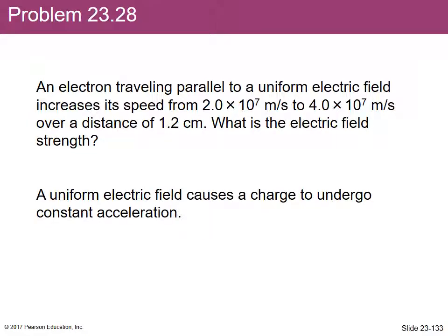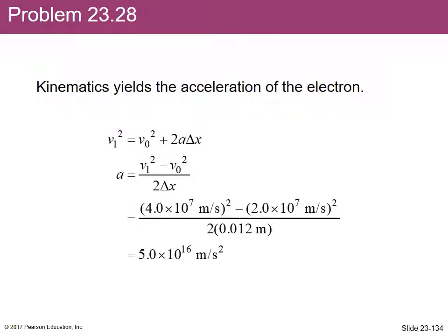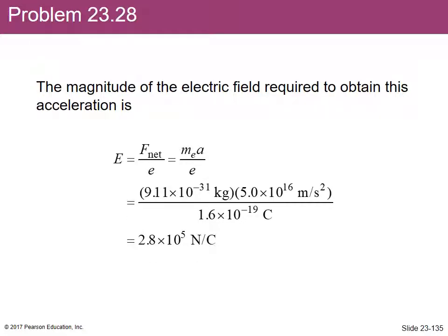A uniform electric field causes a charge to undergo constant acceleration. Kinematics yields the acceleration of the electron, 5 times 10 to the 16 meters per second squared. The magnitude of the electric field required to obtain this acceleration is 2.8 times 10 to the 5 newtons per coulomb.